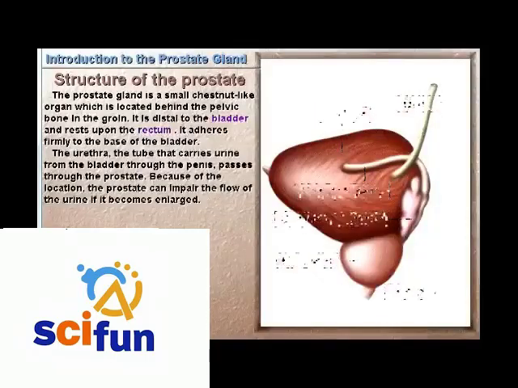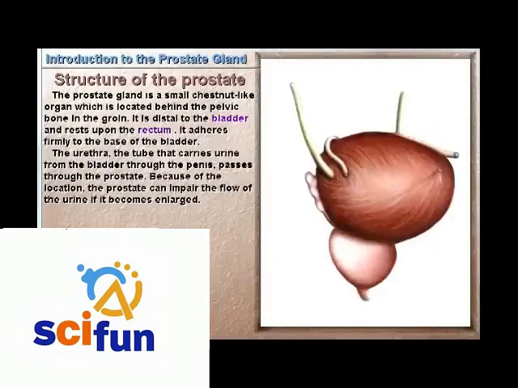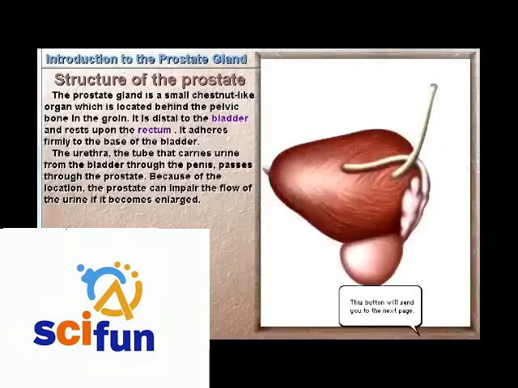The prostate gland is a small, chestnut-like organ which is located behind the pelvic bone in the groin. It is distal to the bladder and rests upon the rectum. It adheres firmly to the base of the bladder. The urethra, the tube that carries urine from the bladder through the penis, passes through the prostate. Because of the location, the prostate can impair the flow of the urine if it becomes enlarged.